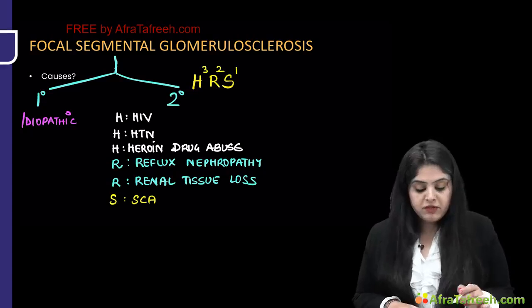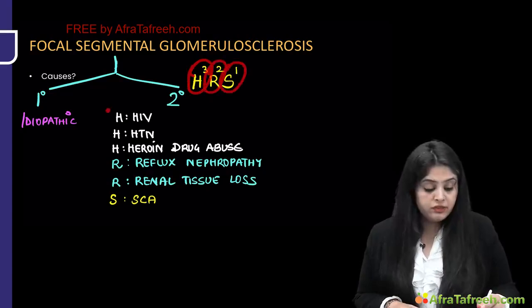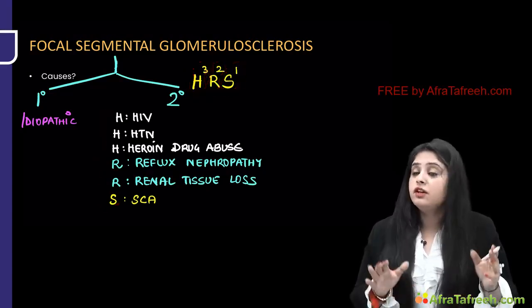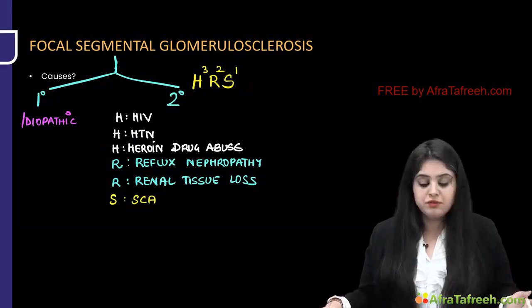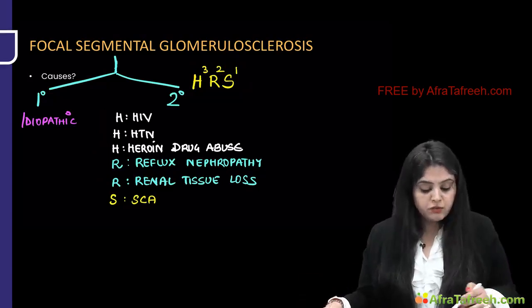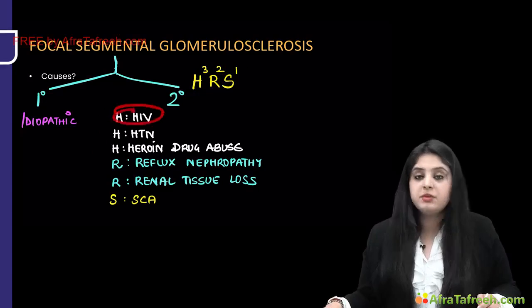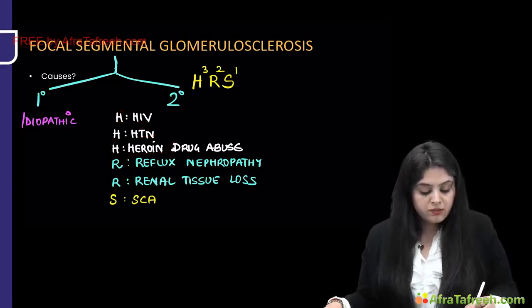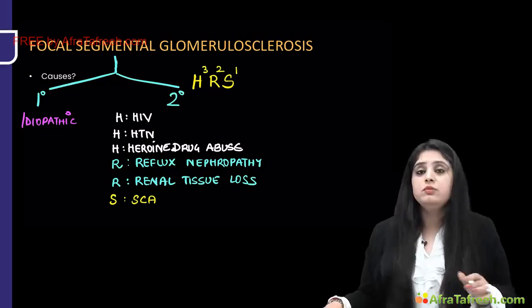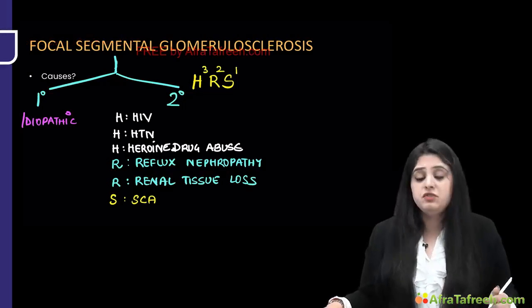So remember guys, when we are talking about 3H, 2R and 1S, all these things cause FSGS. They are not just a mnemonic, these are all clinical scenarios in front of you. So the question starts off as an HIV positive patient, a hypertensive patient, or a patient on heroin drug abuse, or someone with a reflux. These are all going to be types of FSGS.